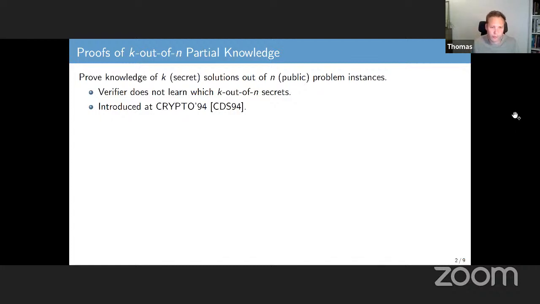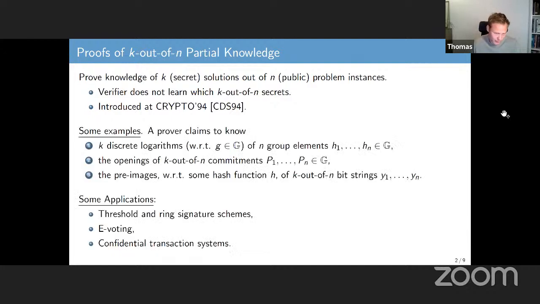This problem, the proof of partial knowledge problem, was introduced at Crypto 94. Some examples are: we have N public group elements, H1 up to Hn, and the prover claims to know k discrete logarithms with respect to g out of these n group elements. So it does not know all of the discrete logarithms, just k out of n of them. Similar examples are a prover claiming to know k out of n commitment openings or k out of n pre-images with respect to some hash function.